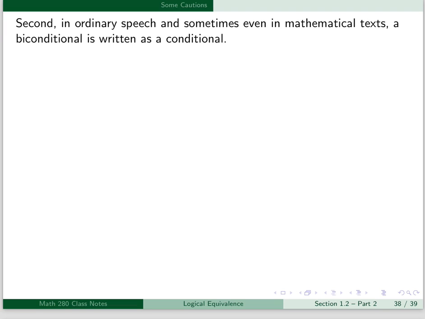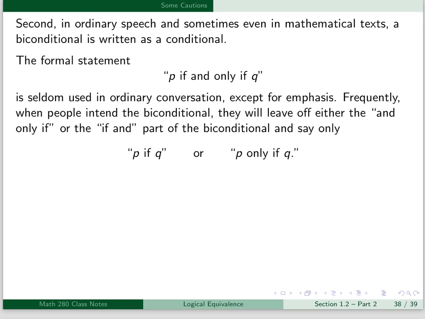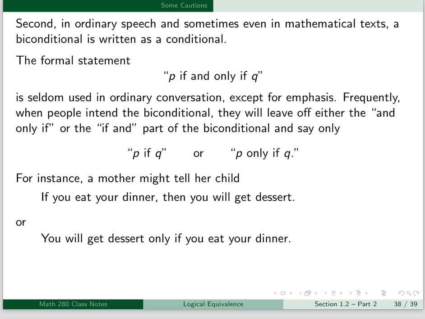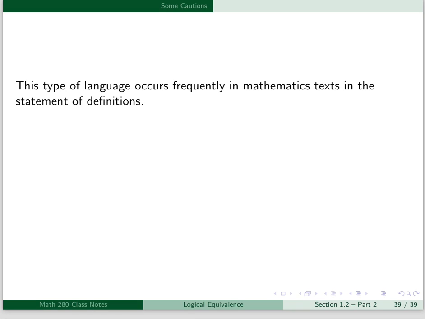Second, in ordinary speech and sometimes even in mathematical texts, a biconditional is written as a conditional. The formal statement P if and only if Q is seldom used in ordinary conversation except for emphasis. Frequently, when people intend the biconditional, they will leave off either the and only if or the if and part of the biconditional and say only P if Q or P only if Q. For instance, a mother might tell her child, if you eat your dinner, then you will get dessert, or you will get dessert only if you eat your dinner. In both cases, the meaning is you will get your dessert if and only if you eat your dinner. So the intention is a biconditional.